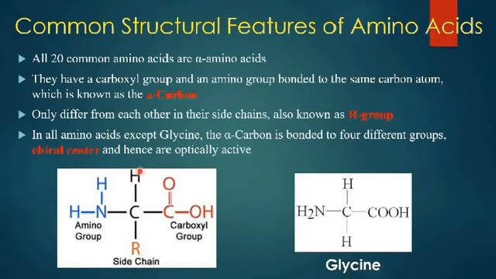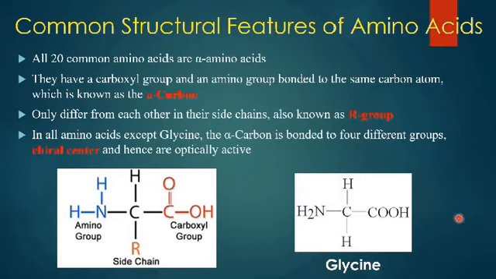In all amino acids except glycine, the alpha carbon is bonded to 4 different groups, hence making a chiral center. And when any molecule has a chiral center, the molecule becomes optically active. As we can see in this figure, this carbon is bonded to 4 different groups: one hydrogen, an amino group, a carboxyl group, and the R side chain.